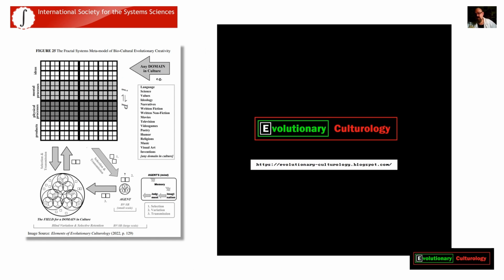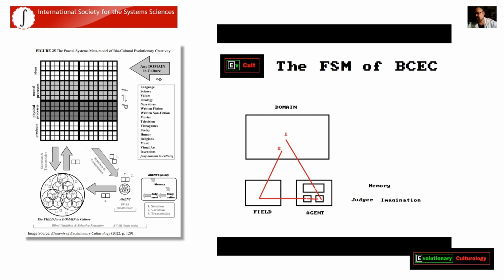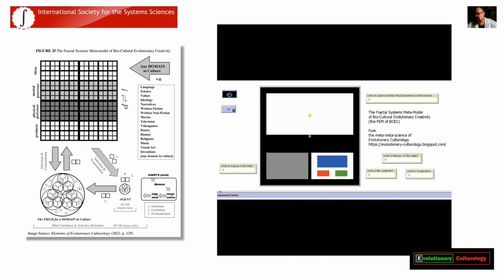And again, it's a fractal model because it has 3 large systems, but the bottom right subsystem has the same 3 subsystems within it. Let's have a look. So you've got the domain system up top, the agent in the bottom right, and the field with the domain in the bottom left. So you can see how the smaller is contained in the large. And we have units of culture moving from the domain to an agent through their memory, imagination, and judgment system. So the domain is the memory, the agent is the imagination, and the judgment is the field.